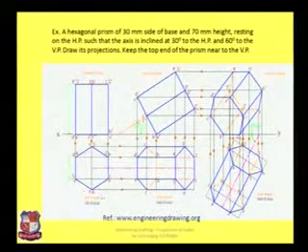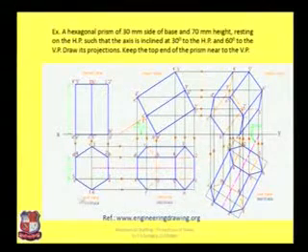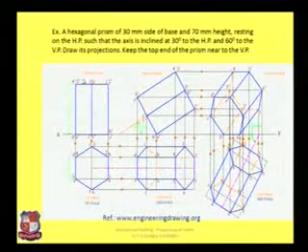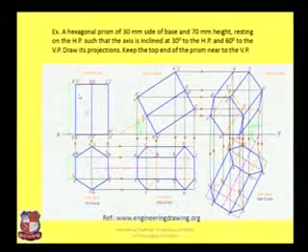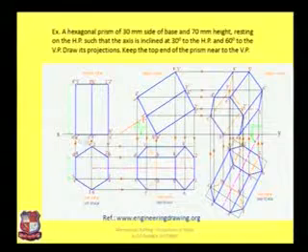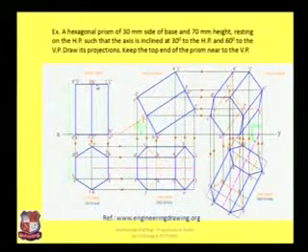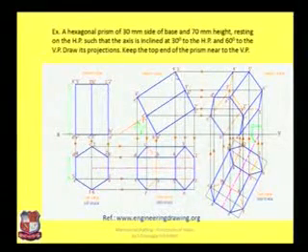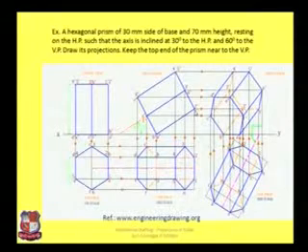Here a, b, c, d, e, f or 1, 2, 3, 4, 5, 6 are there. But in front view, dash mark should be there: 1 dash, 2 dash, 3 dash, 4 dash, 5 dash, 6 dash as well as a dash to f dash. Now, after naming these points, draw vertical lines from all these points.